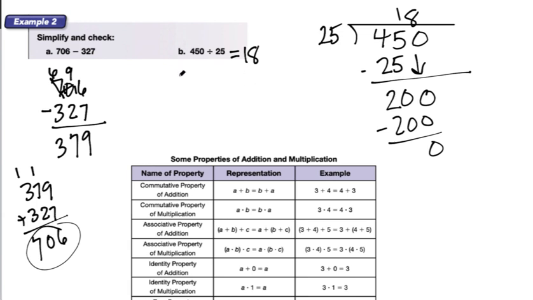We check it by doing the opposite. Here, when we were subtracting, we needed addition to check. Here, when we're dividing, we need multiplication to check. So what I'm hoping is if I take 25 and I multiply it by 18, I'm going to get 450. Let's try it out. 8 times 5 is 40. 8 times 2 is 16, plus 4 more is 20.